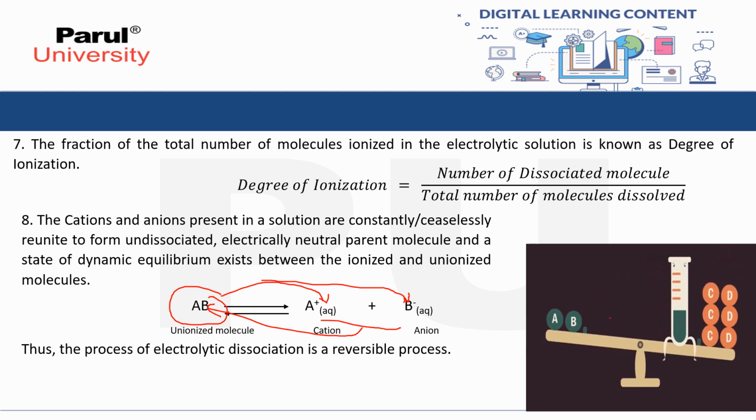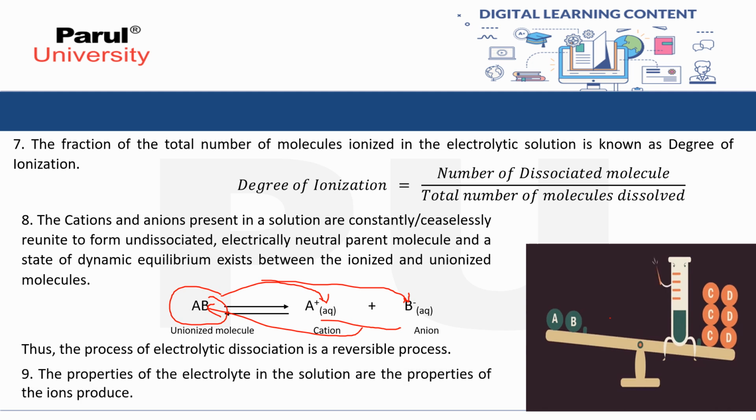See here, the AB is converted into CD. Now CD again reunites with AB and forms the original molecule. Because of this reverse reaction, the process of electrolytic dissociation is a reversible process.